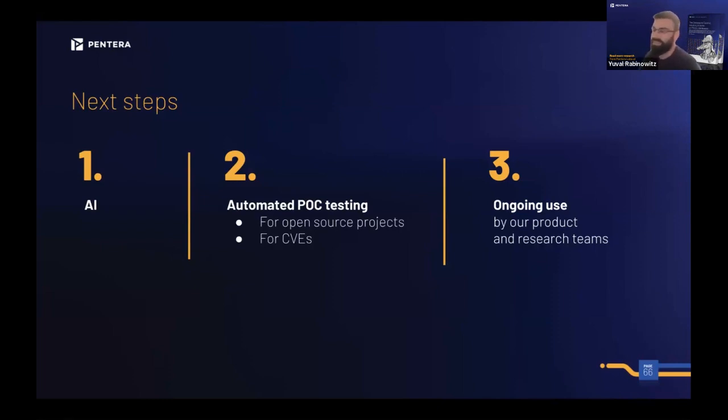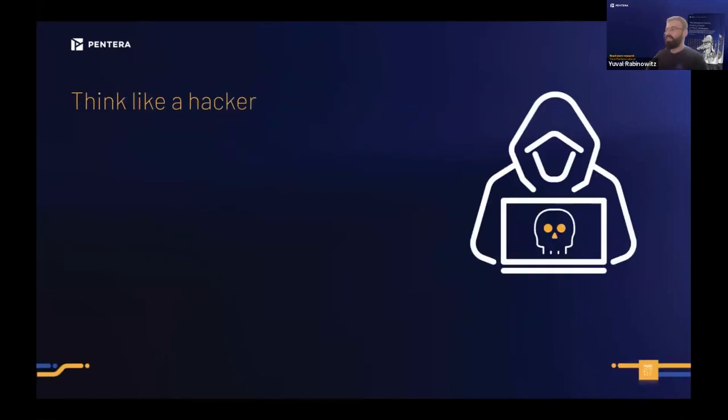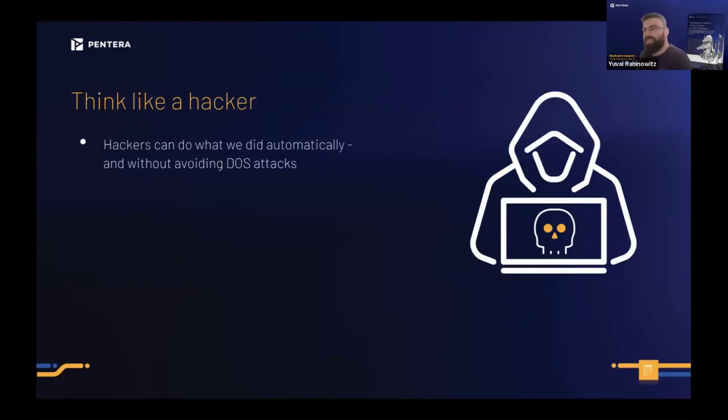So just to summarize how a hacker can use a system like this, or not even like this. A hacker can do what we did automatically, and without avoiding the denial of service attacks. They don't care what will happen to a system. They can automatically attack everything they see out there, and they don't even have to look at a bit of code to do it. They can take code that's already made. They probably are doing it right now.